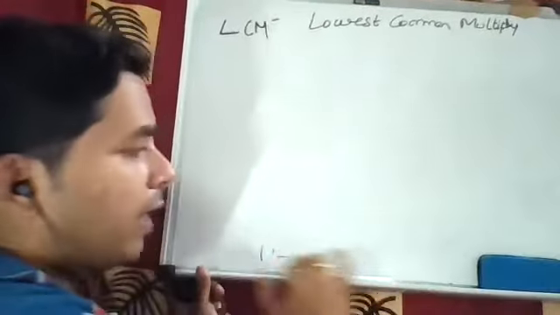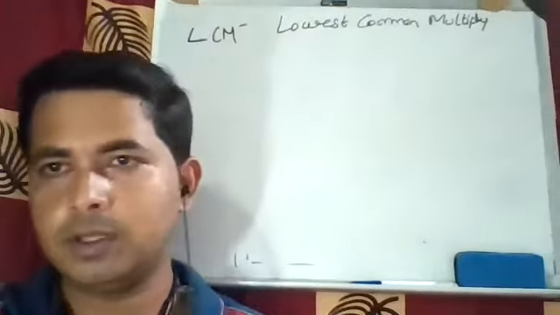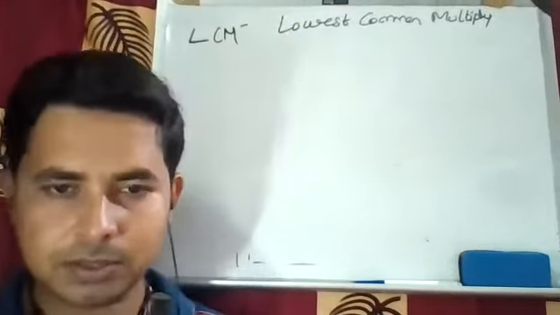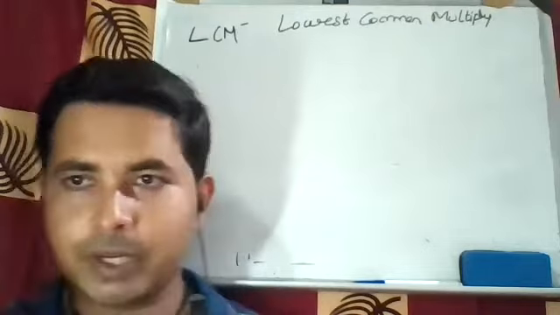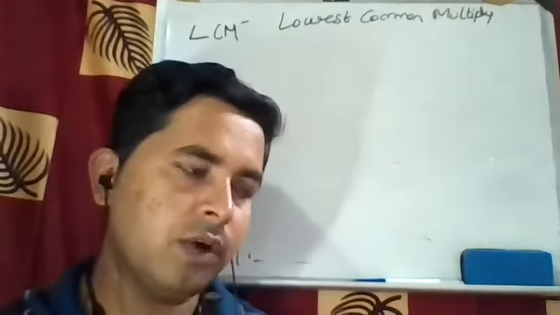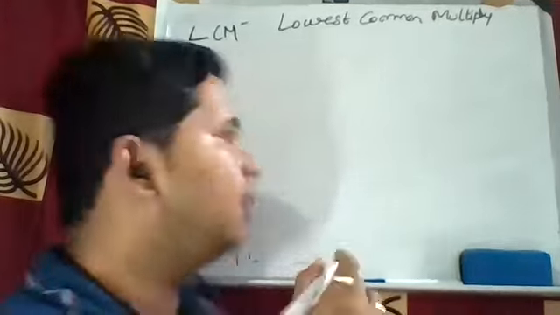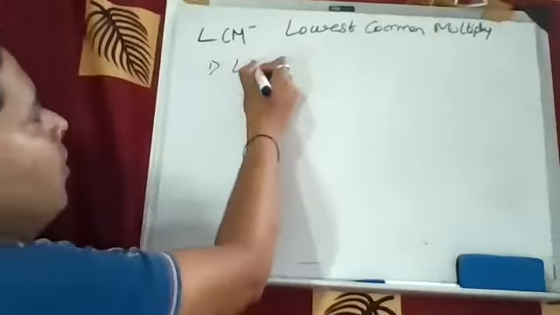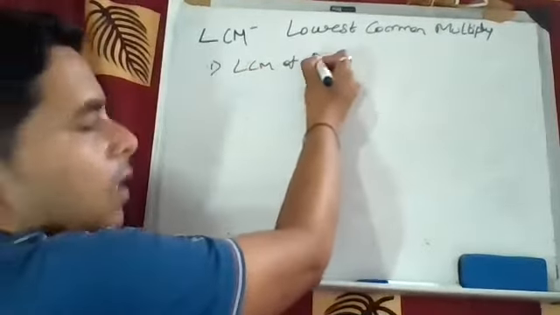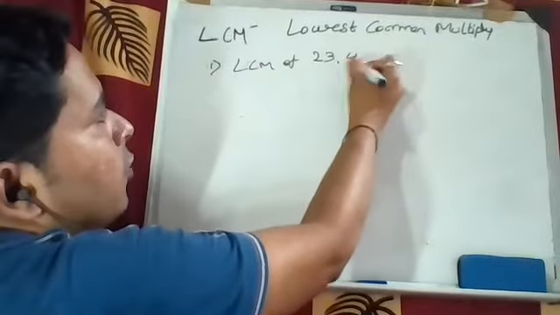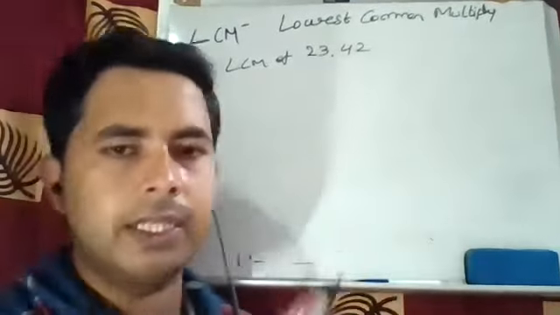Okay, and don't neglect this topic as if it is small. Sometimes we'll lose marks because of negligence of a small topic. Okay. So I'll take one more method. What will be the LCM of 23 and 42? Okay, 23 and 42.